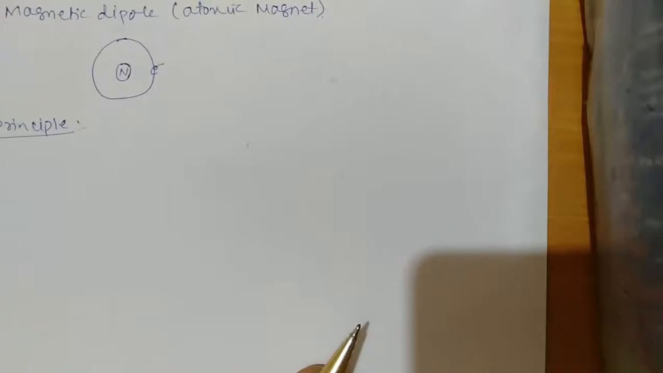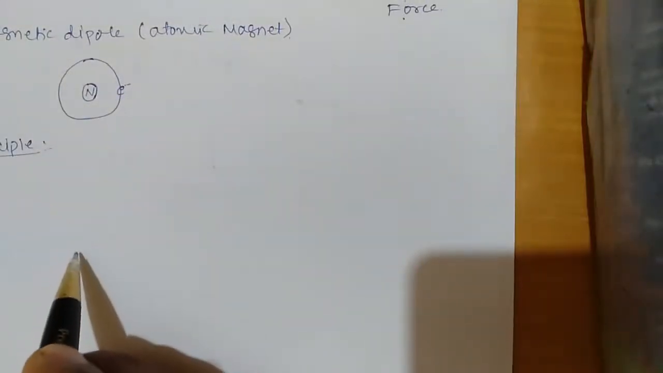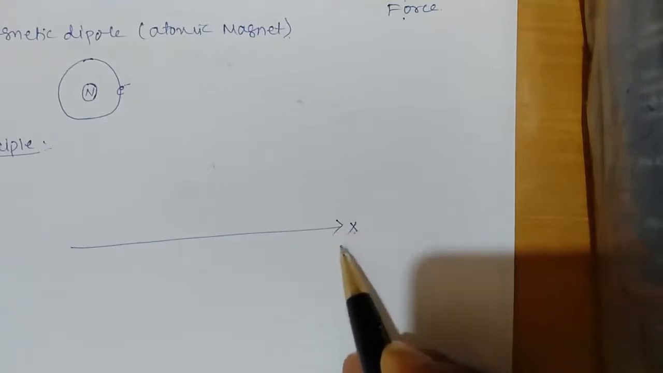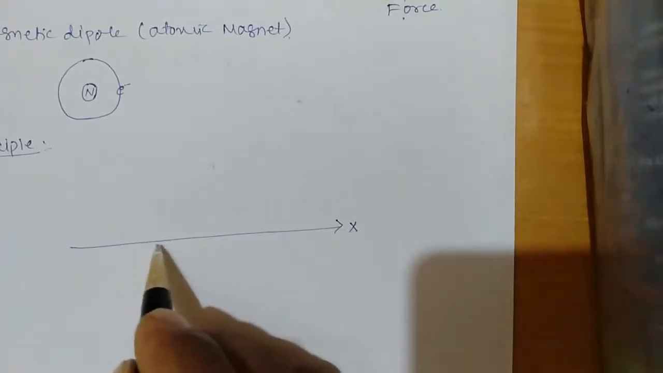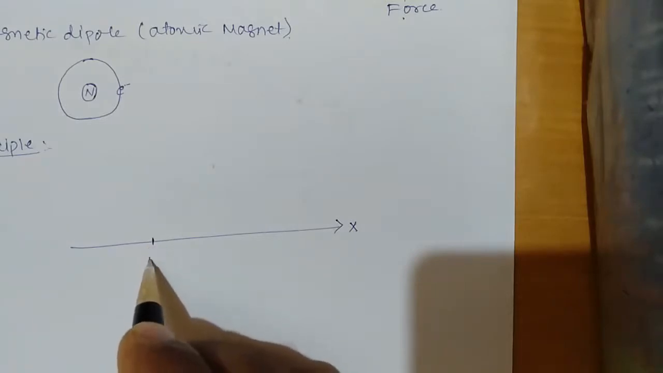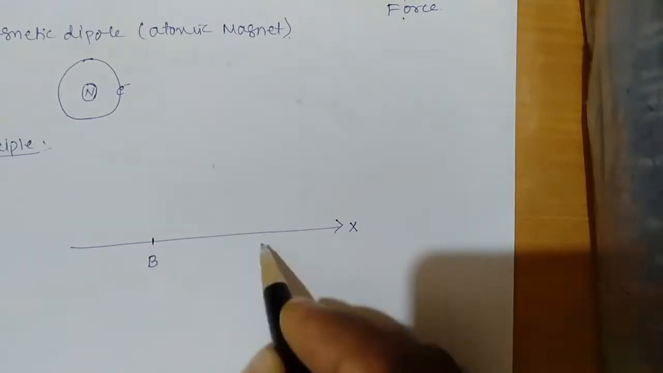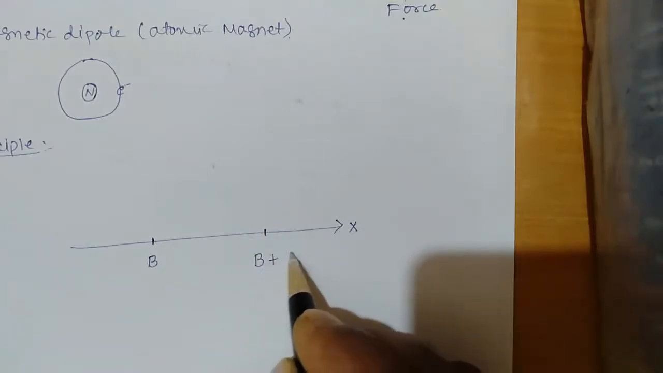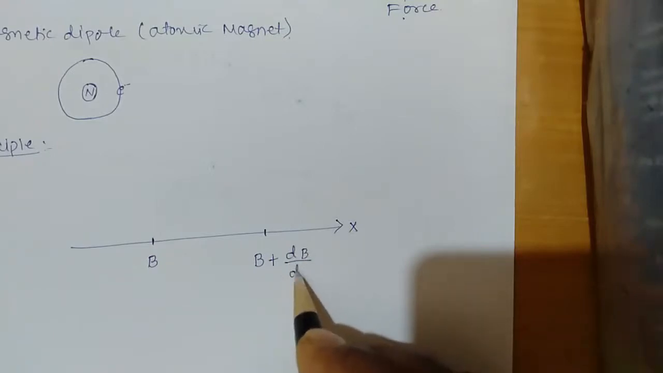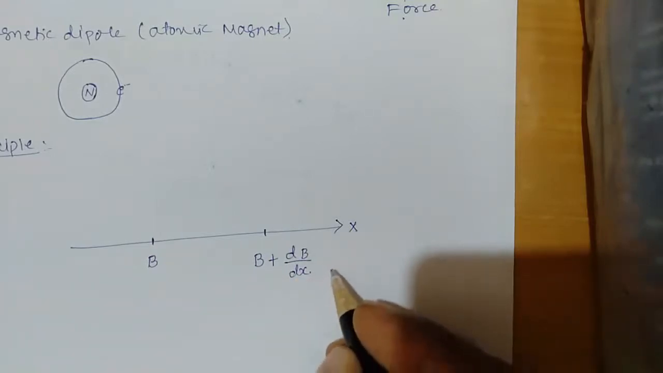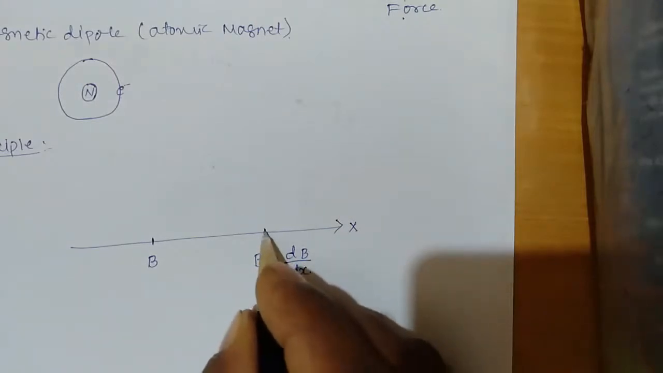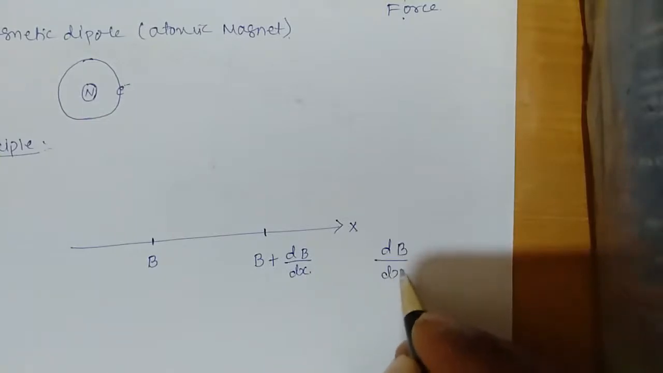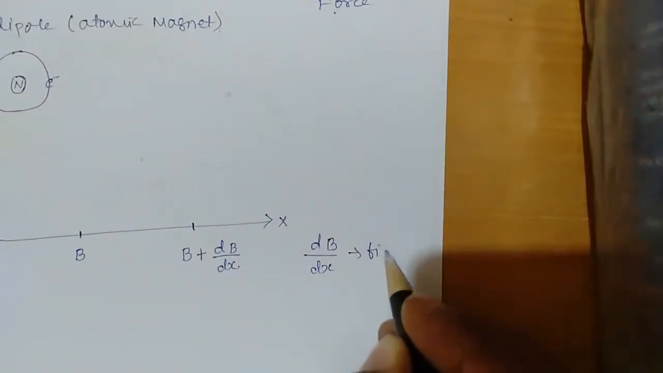Now let us consider a magnetic field applied along the x direction, that is, the x axis. Let at this particular point the strength of the magnetic field be B, and at this particular point the strength of the magnetic field will be B plus dB by dx. So what is this dB by dx? dB by dx will be known as the field gradient.